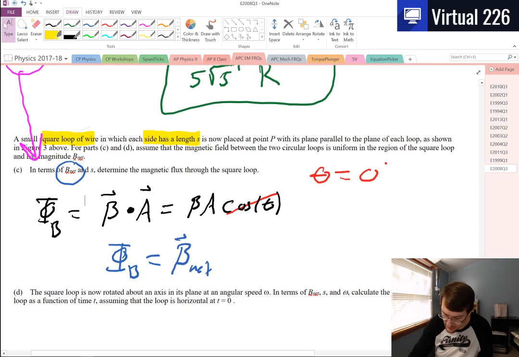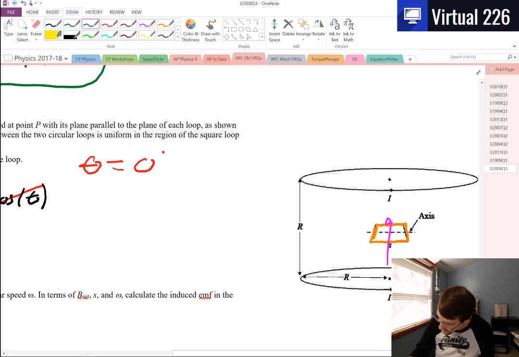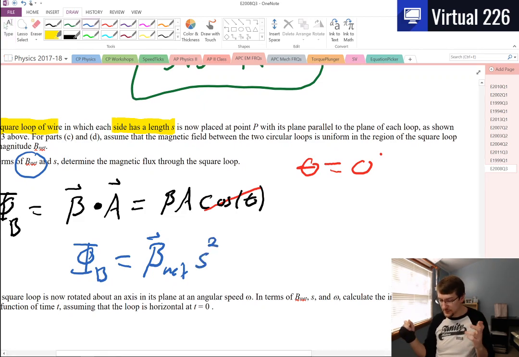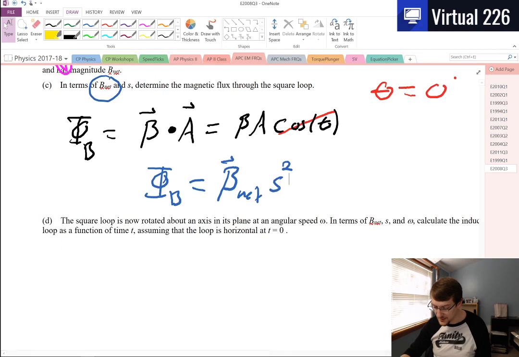They say in terms of B net. So we've got B net, and then what's the area? Well, if each side of this has a length of S and it's a square, well, length times width is just S squared. And that's our flux. Woo! We did it. So that part wasn't bad at all. So the last two parts haven't been bad. It was just that part B.